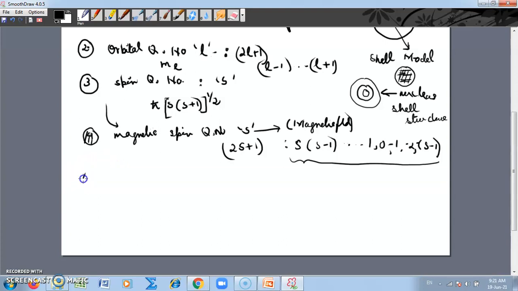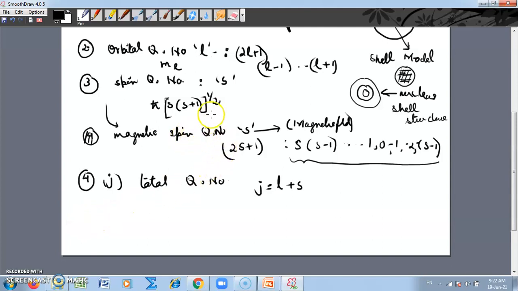Then obviously we have J. J is the total quantum number, and J is equal to L plus S, just as in the case of an electron revolving around the nucleus.